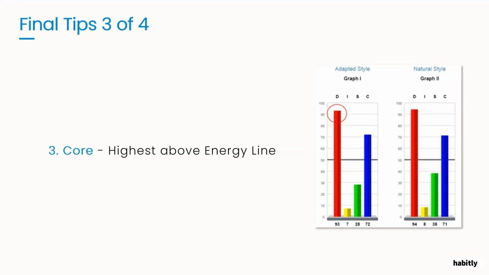This one points out what is the core behavior? What's the highest above the energy line? In this profile, you can see the D is. It is the highest above. It's 40 points above the energy line.